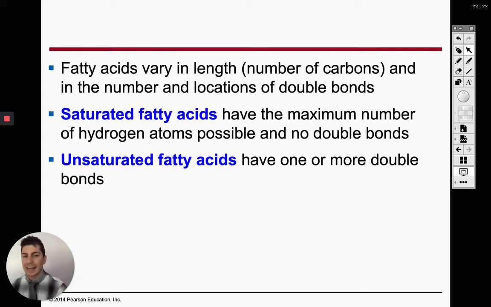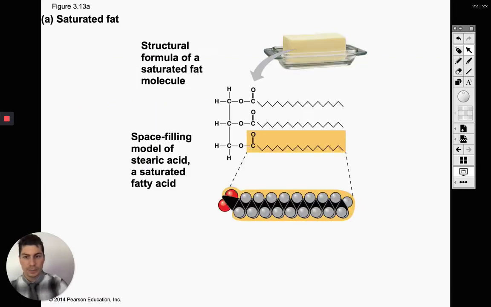So what we mean by saturated is it's going to have the maximum number of hydrogens. And if there is a double bond, well, that means it has to get rid of some hydrogens because carbon can only make four different bonds at one time. Okay, if a double bond gets in there, that means the carbon is bonded to the other carbon twice, and that leaves less room for hydrogens to be bonded.